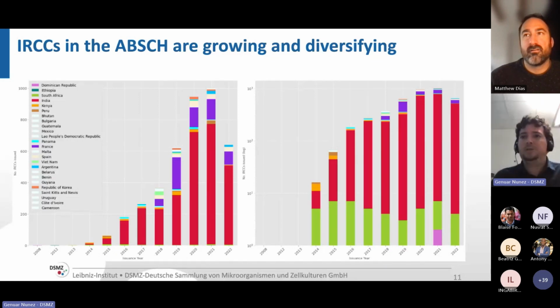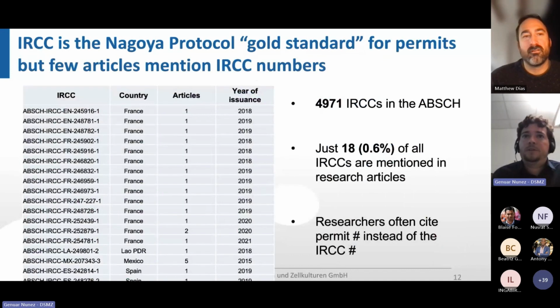This is something that you can also find on the website, where you can manipulate the plots yourself. This is the information that we have available to start looking for ABS permits in research articles. So that's what we did. However, despite the fact that the IRCC is the Nagoya Protocol gold standard for ABS permits, few articles mention the IRCC numbers themselves.